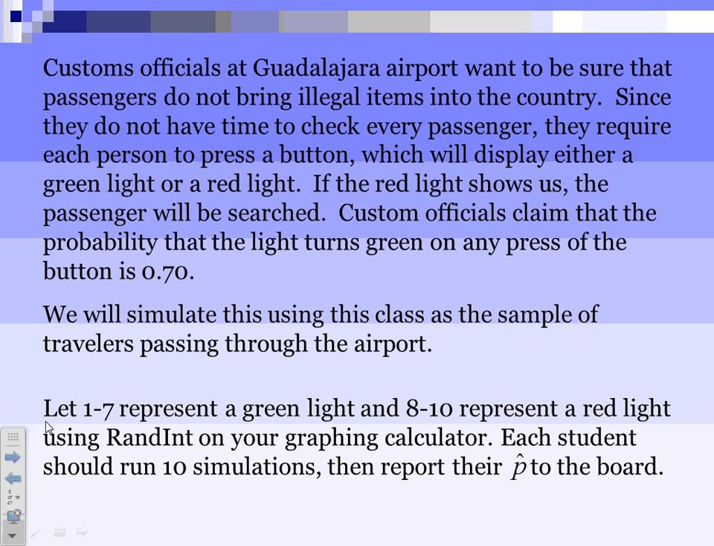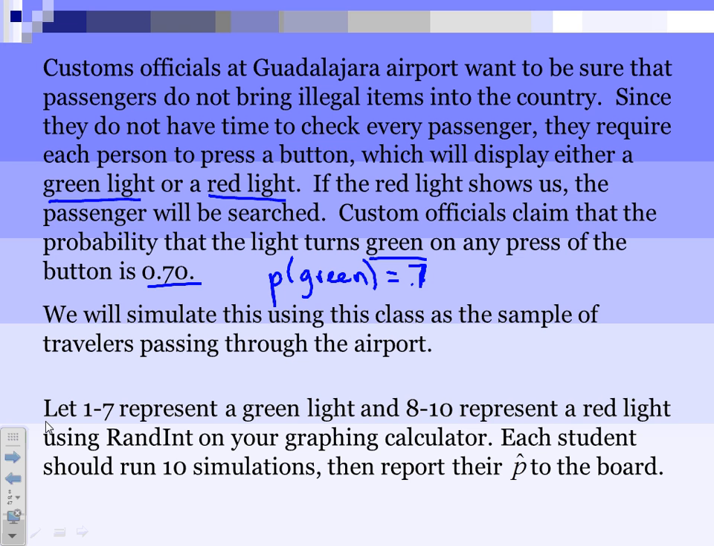It says in this example, customs officials at Guadalajara Airport want to be sure that passengers do not bring illegal items into the country. Since they do not have time to check every passenger, they require each person to press a button, which will either display a green light or a red light. Obviously, you could imagine that a red light would represent a passenger that requires search. Green light means you just go through. And customs officials say that the probability that the light will turn green is 0.7. So we could say the probability of green equals 0.7.